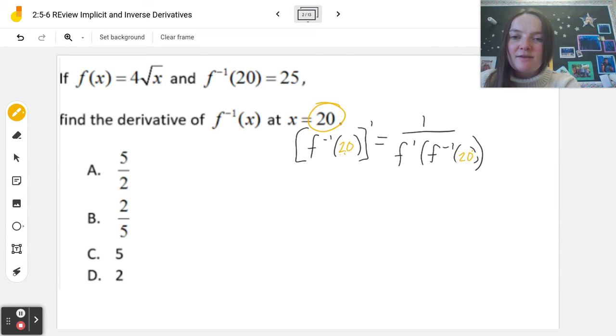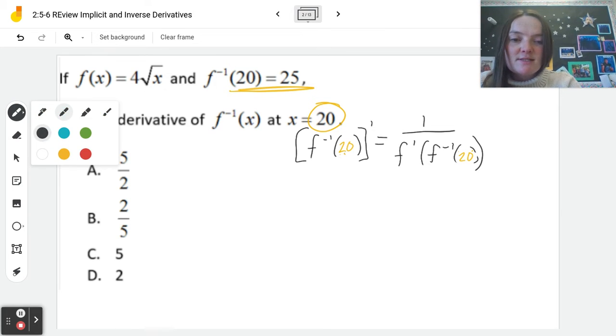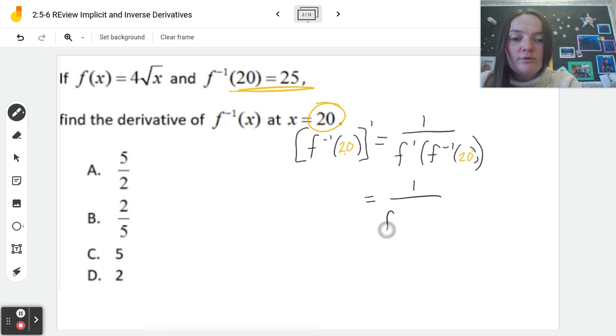So if I replace x with 20 here, we know that f inverse of 20 is 25. That's given. So let's replace this. I want to find 1 over f prime of, well, f inverse of 20 is 25.